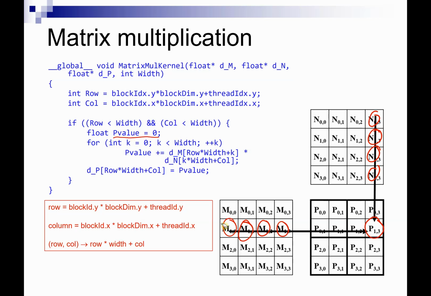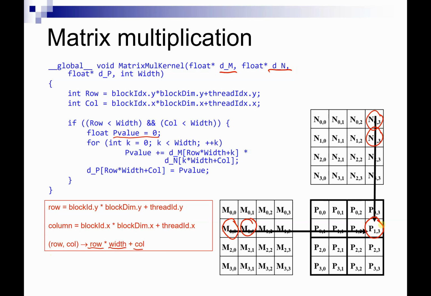So now all we need to do is figure out, as we traverse this row of M and this column of N, for each item that we need to be processing, where is it stored in this M matrix and in this N matrix. The formula for doing that, as I was showing on the previous page, is that you take the row that you're talking about times the width of the matrix plus the column.